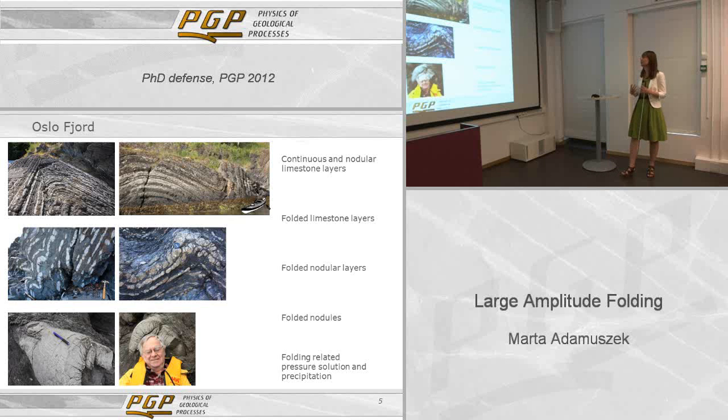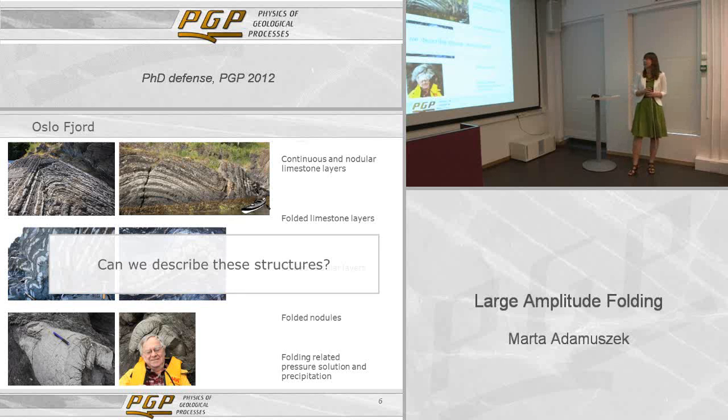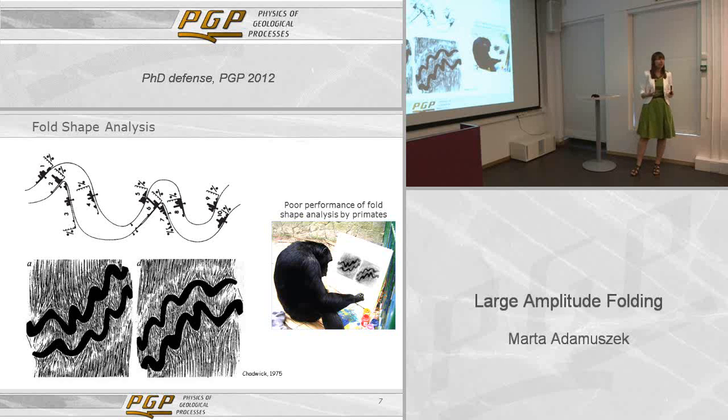So before trying to understand how this formed, I asked a question: how can I describe these structures? Folds can be described by humans, and this approach has been tested by Chadwick. He gave fold shapes to various geologists and asked them to locate inflection points. It was not really successful.